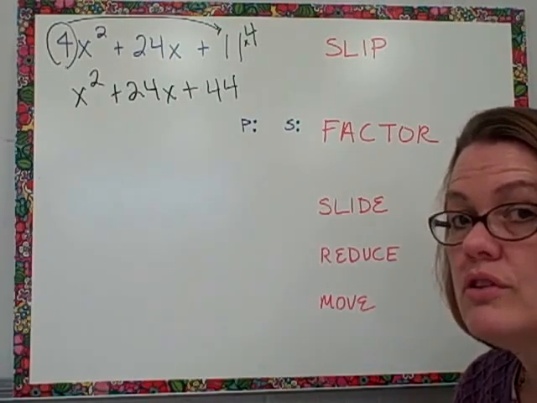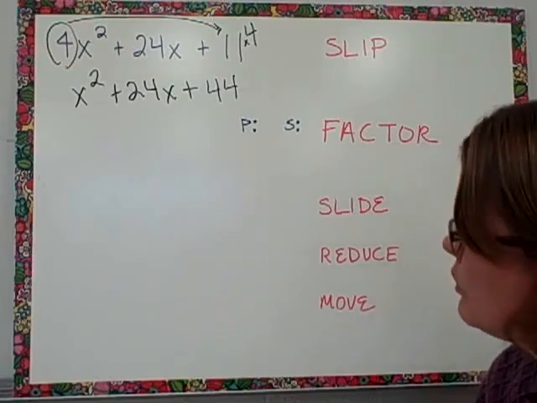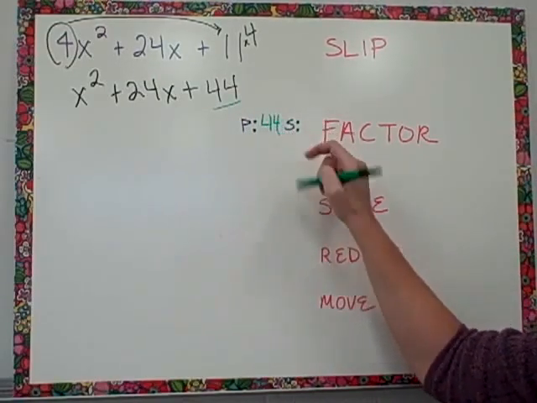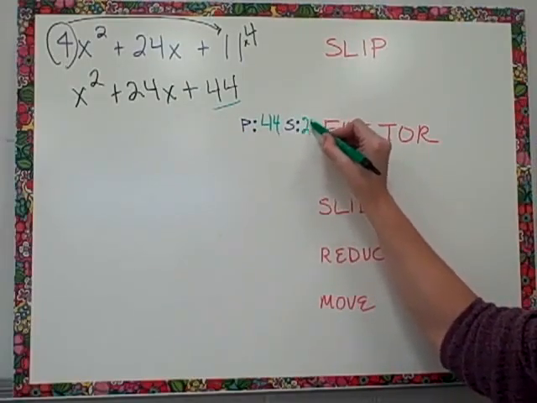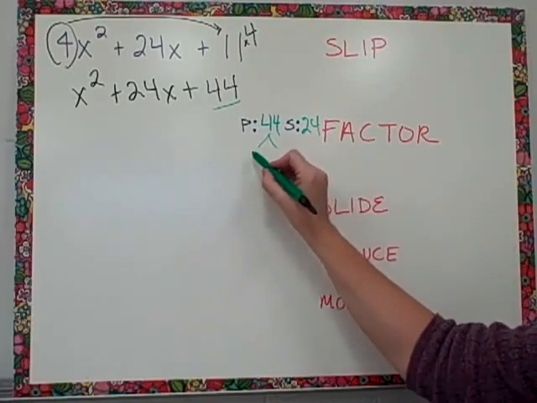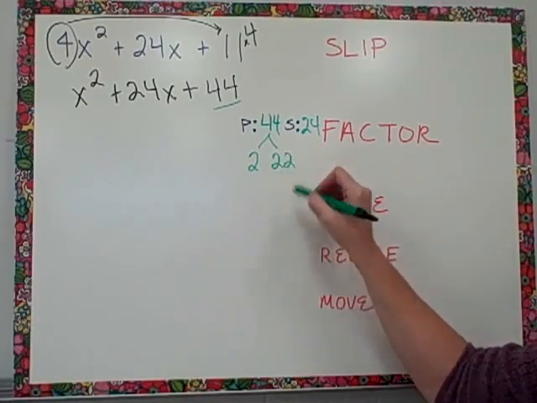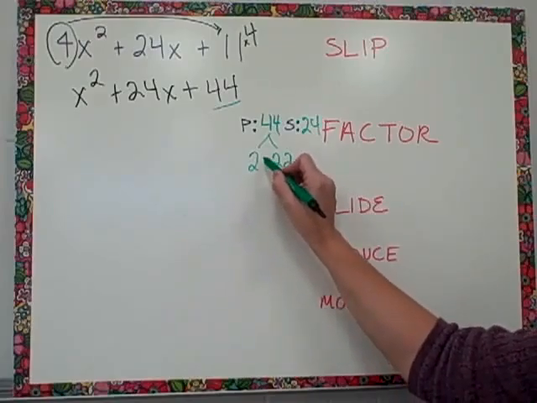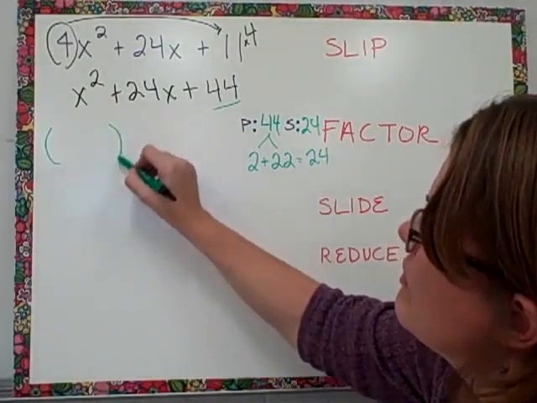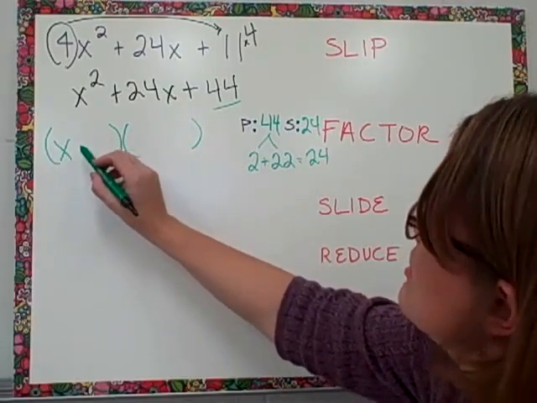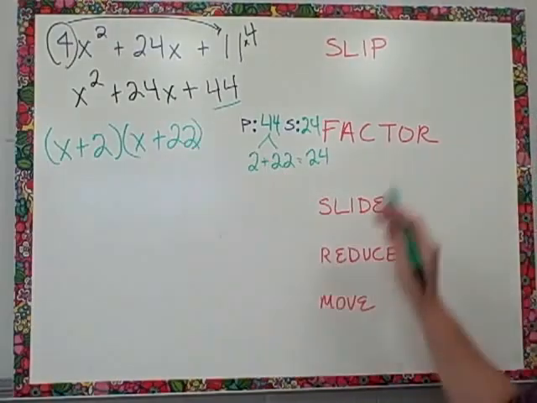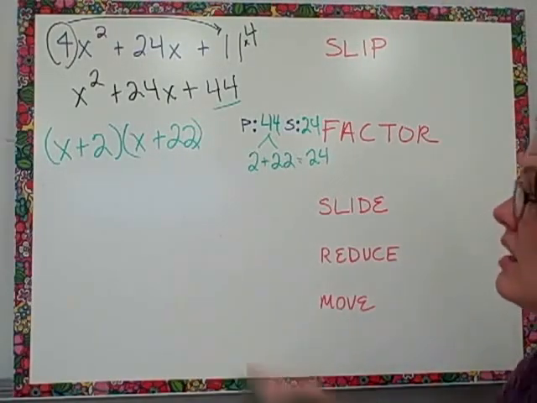Step number 2 is to factor. You can go back and review the trinomial factoring video if you need more help with factoring, but basically I look for my product of 44, my sum of 24. I'm asking myself what factors of 44 would give me 24. 2 times 22 would give me 44, and 2 plus 22 would give me 24. So it looks like my good factors would be x plus 2, x plus 22. So I've factored. I'm not done.